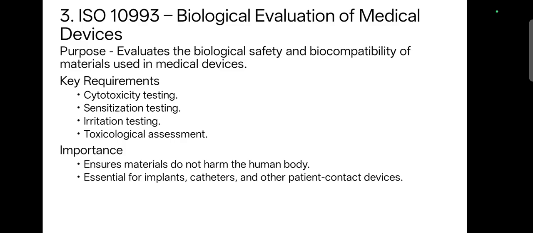This standard is especially important for implants, surgical instruments, catheters, and prosthetic devices because these products interact directly with human tissues and body fluids. Compliance with ISO 10993 helps ensure that the device materials are safe for patient use.